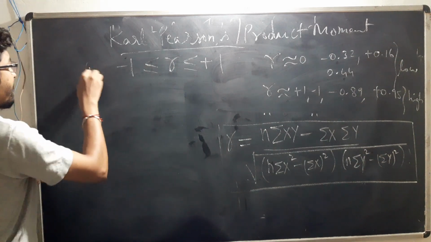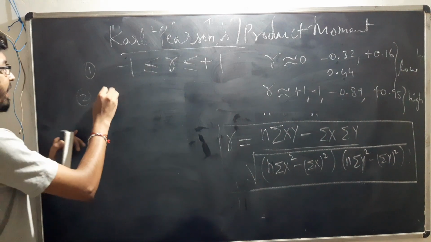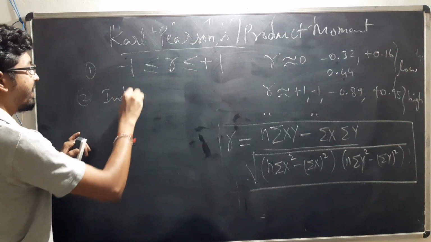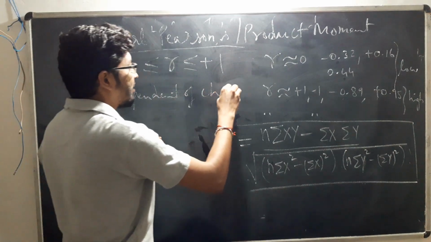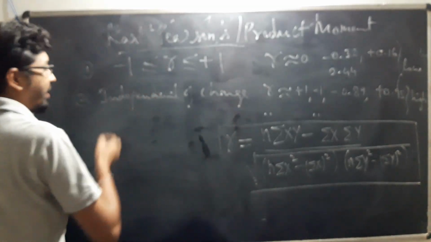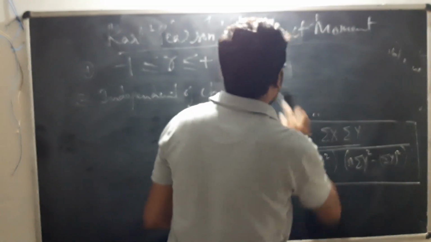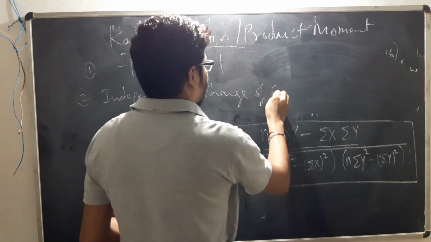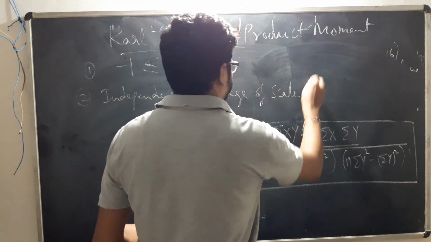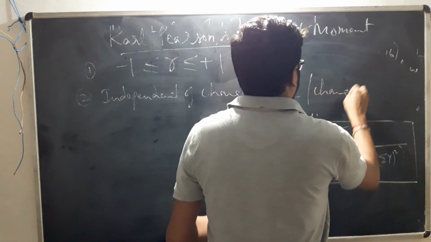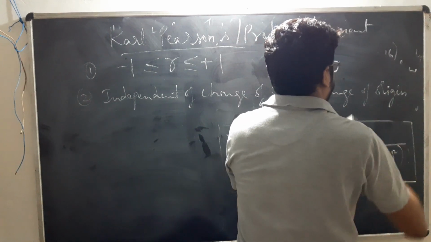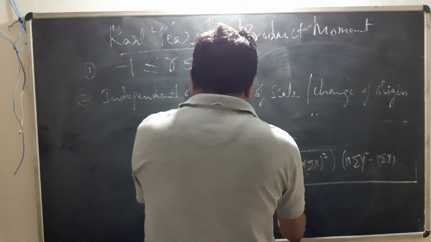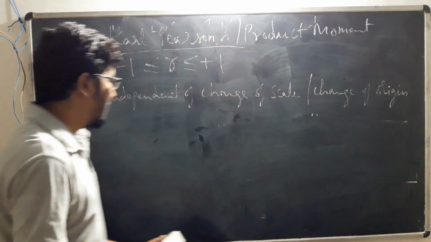The second property is that it is independent of change of scale as well as change of origin. If you remember, while discussing mean, I talked about the change of scale as well as change of origin. Change of origin means that you are shifting the origin from 0, 0 to some point A, B.